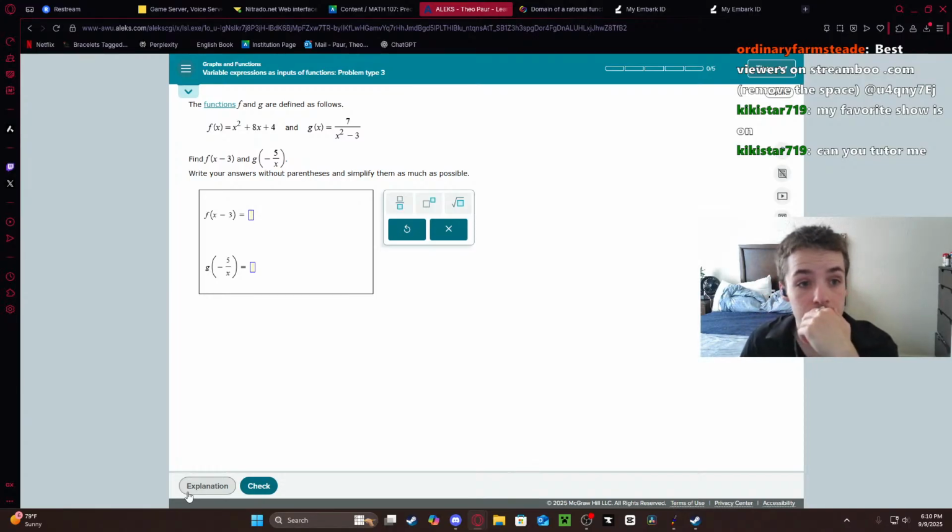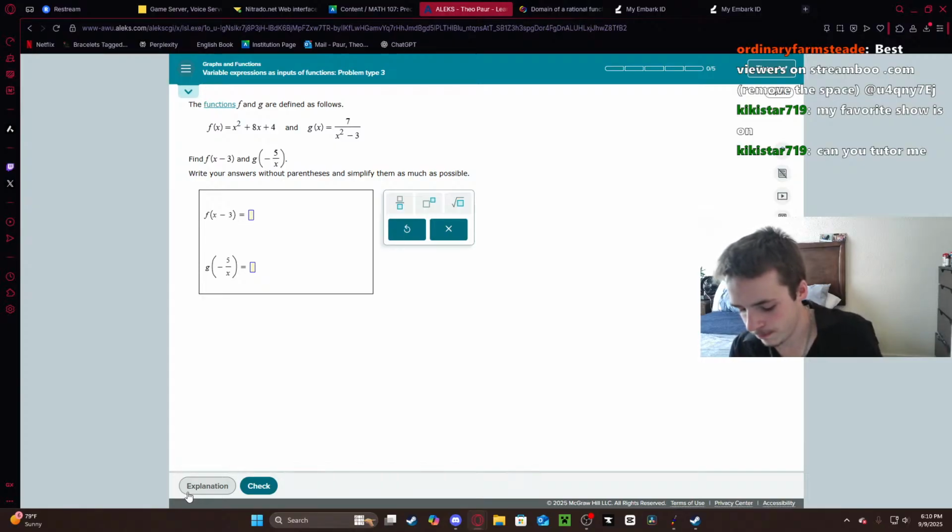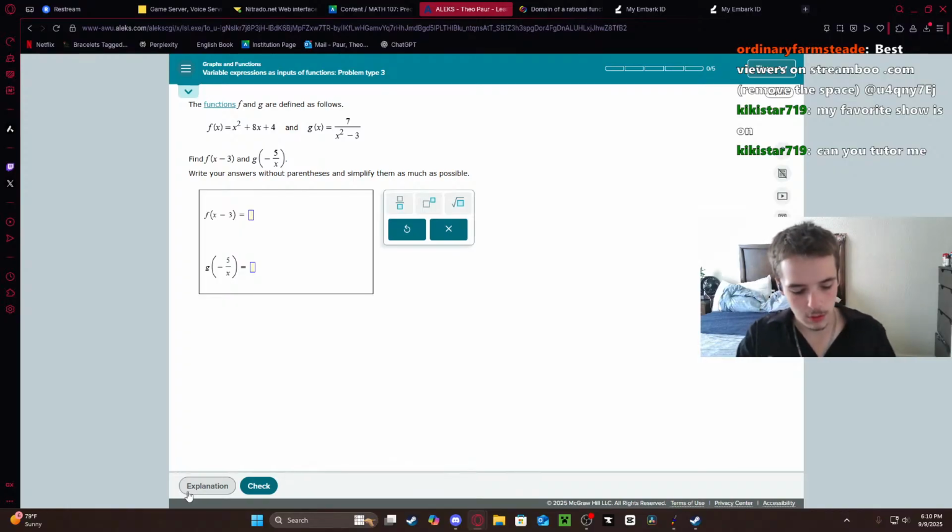Okay, the functions are defined as follows. Find f of x minus 3 and g. Okay. Yeah, I know how this works. I need a whole fresh page for this.